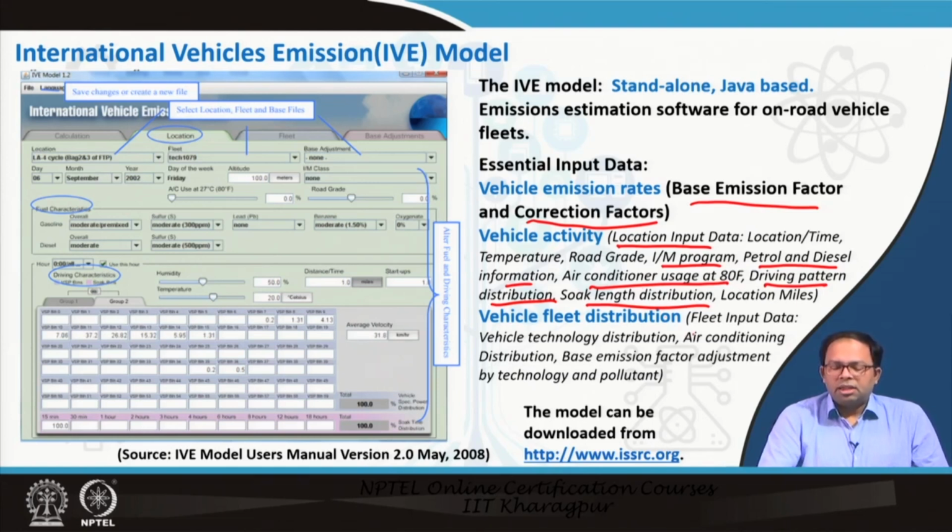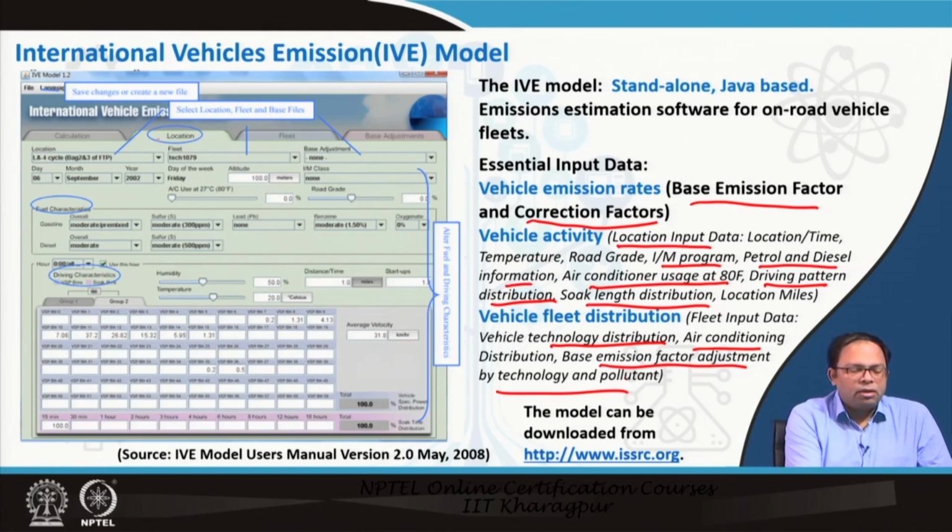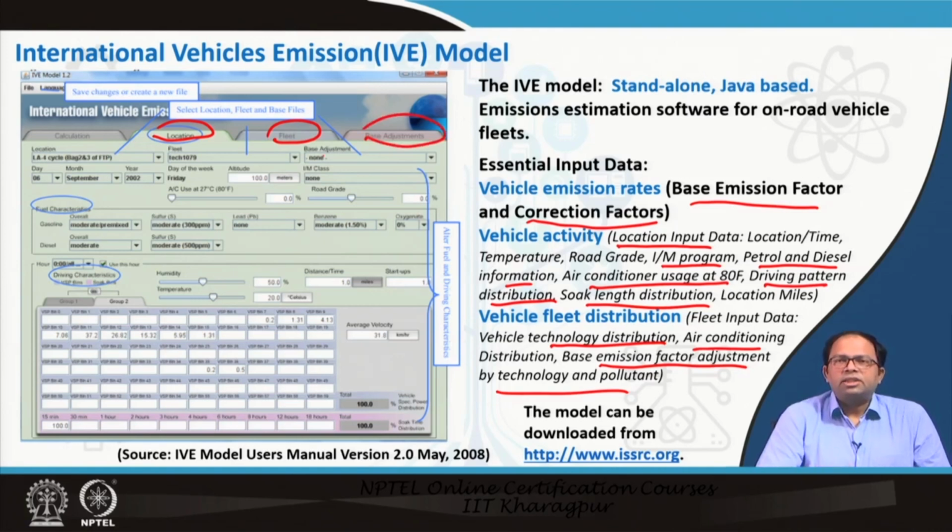Vehicle fleet distribution is the total number of vehicles of different technologies and different air conditioning systems, whether it's there or not, and base emission factor adjustment is done by technology, as per the different technologies of the vehicle, and also the pollutant. So, these are the three basic factors. We can see there is location, there is fleet, and there is base adjustment. These are the three components for which data has to be put in, and then we can estimate the total amount of emission that comes out for this particular vehicular fleet.